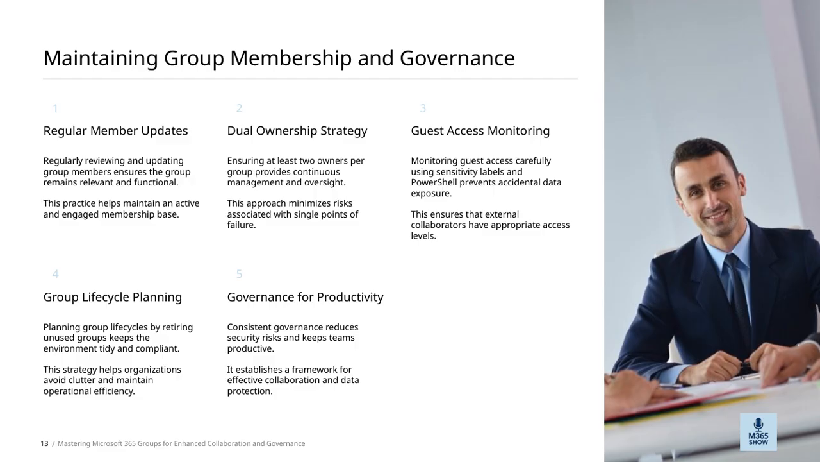Monitoring guest access carefully is also crucial. By using sensitivity labels and PowerShell, we can prevent accidental data exposure and make sure external collaborators have appropriate access levels. Another important point is ensuring that each group has at least 2 owners. This provides continuous management and oversight, minimizing the risks associated with having a single point of failure. Lastly, regularly reviewing and updating group members keeps the groups relevant and active, ensuring that membership remains engaged and functional. All these strategies together support a well-governed environment that boosts productivity and security.